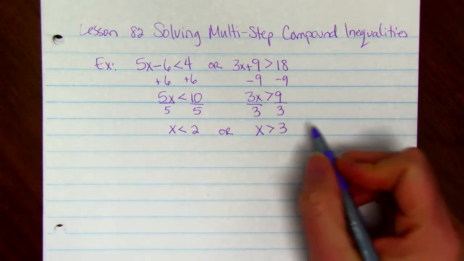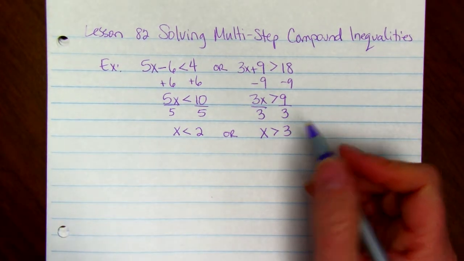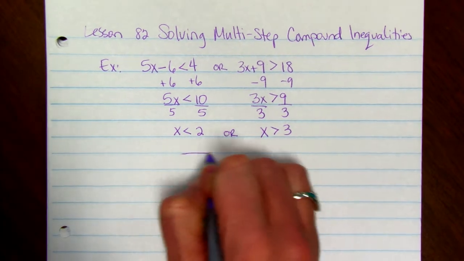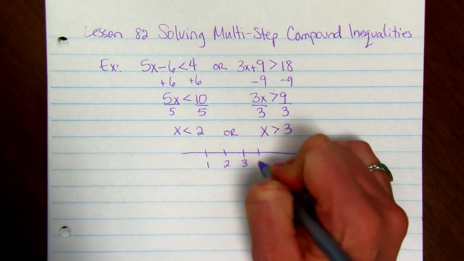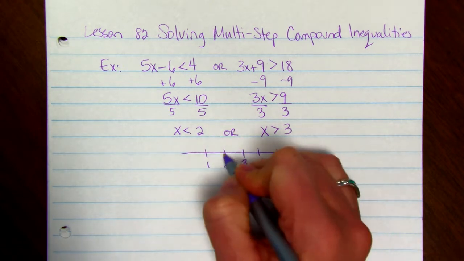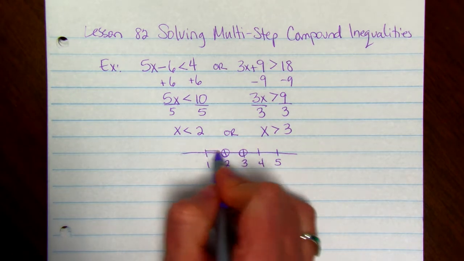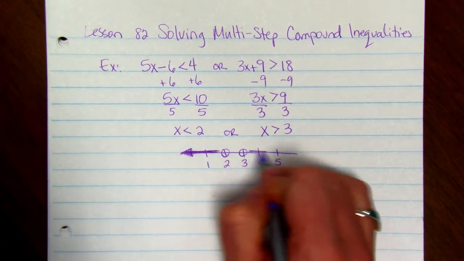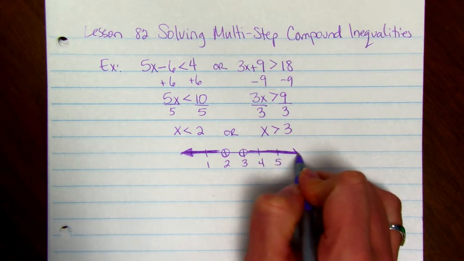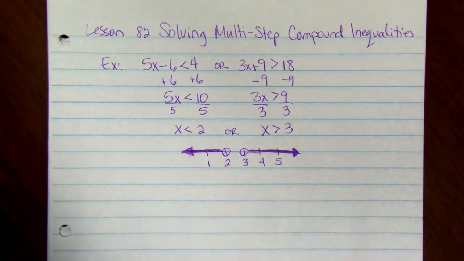One thing you want to make sure that you remember is that if you divide or multiply by a negative number, you've got to flip the inequality. So if we want to graph this, we have open circles on both 2 and on 3. X is less than 2 means we're going to go to the left, and x is greater than 3 means we're going to go to the right. So in between 2 and 3 is not a solution to this compound inequality.